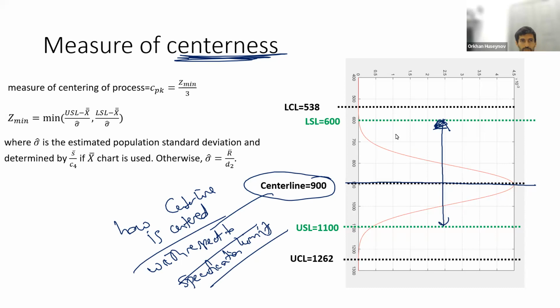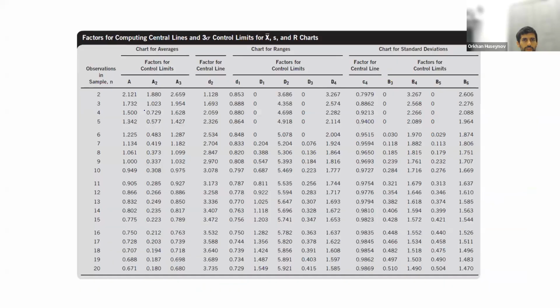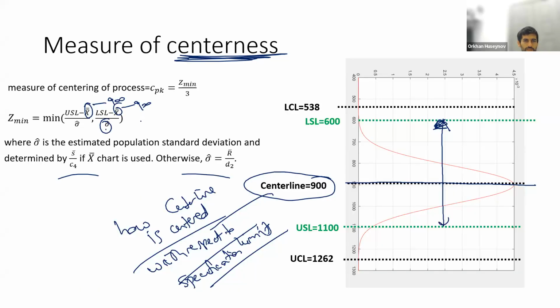This is what we are doing. Here we will look for the difference between UCL and this X bar value, which is 900, and this one is also 900. Then the sigma, again the same one. We will take the minimum of these two values, and then we will find the measure of the centerness. Okay, let's do that.